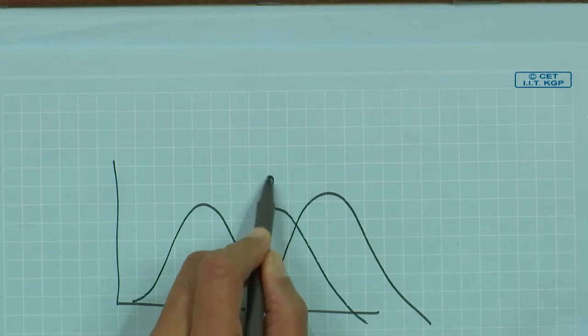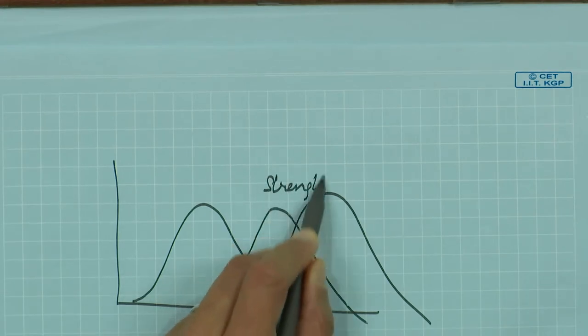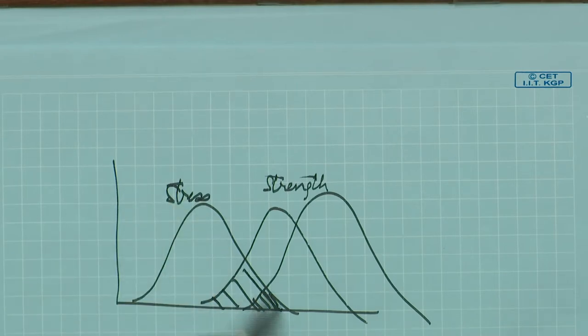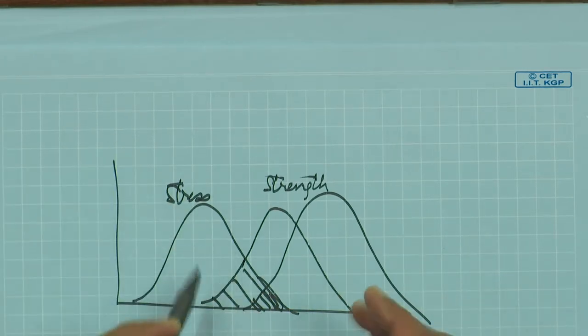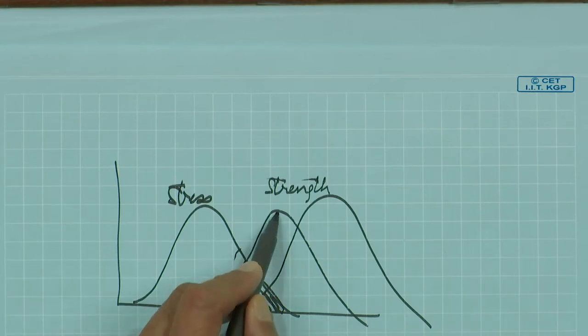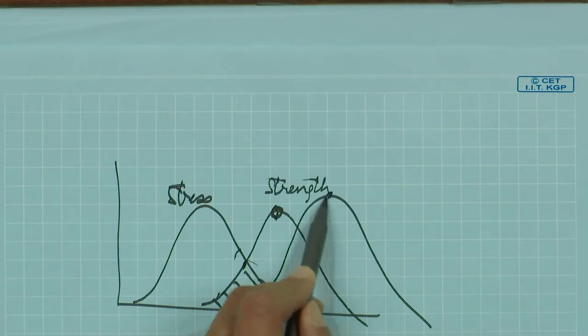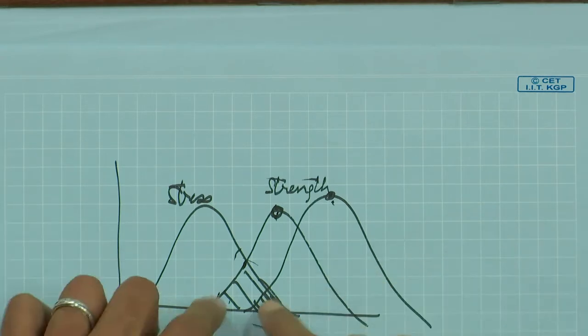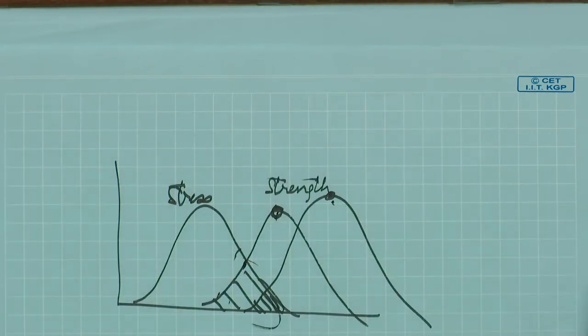Whereas if the strength distribution is here, so this is strength, and this is stress, now you have a bigger intersection. And if you do the same integration here, that probability of stress exceeding the strength, you find that it's a much higher probability. So your reliability for this weaker material will be much lower than the reliability for this stronger material. Okay, so that's classical stress-strength interference theory. That interference between the two distributions allows you to estimate the probability of failure.